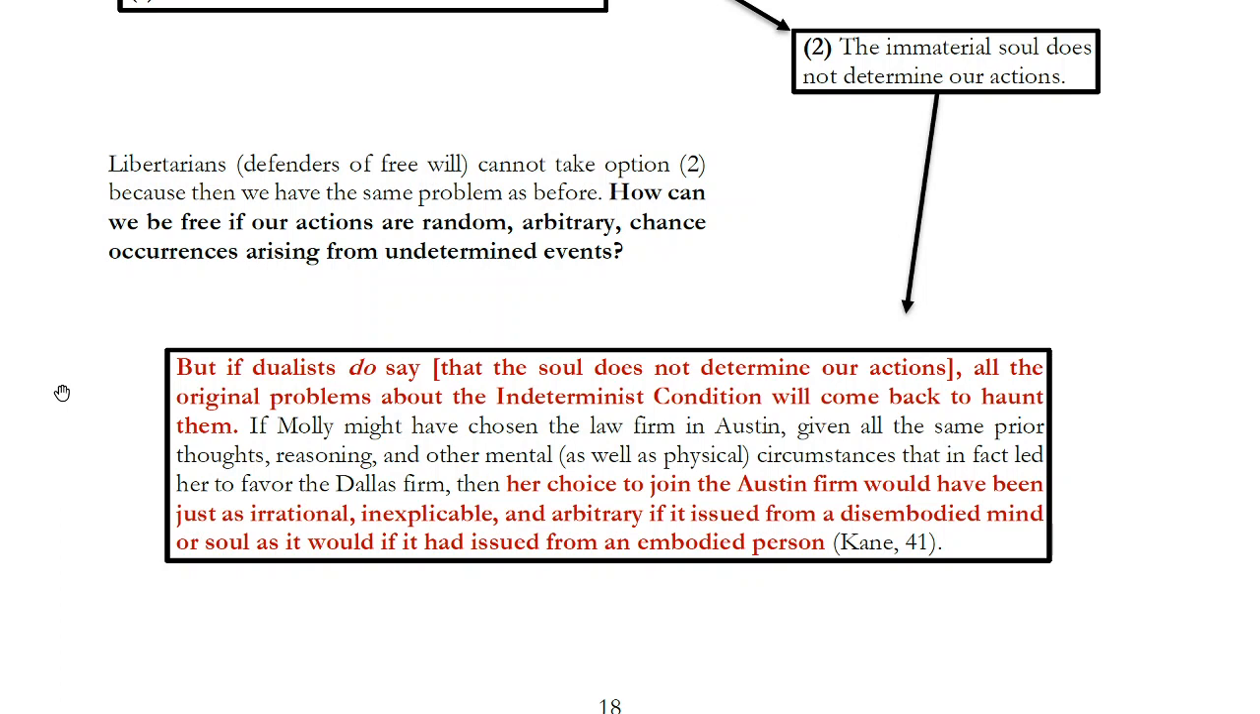But if determinism of any kind undermines free will, and if indeterminism of any kind undermines free will, then it doesn't matter whether the cause in question is God, doesn't matter whether the cause in question are the physical causes in the past, doesn't matter whether the cause in question is the soul. The same problems for free will come about.